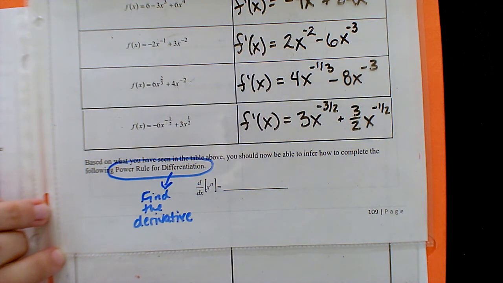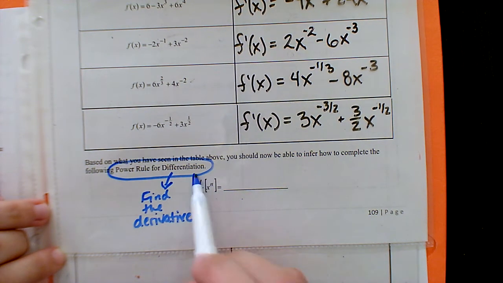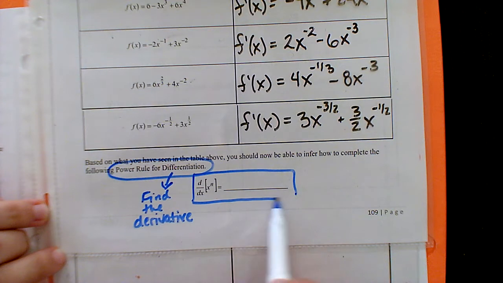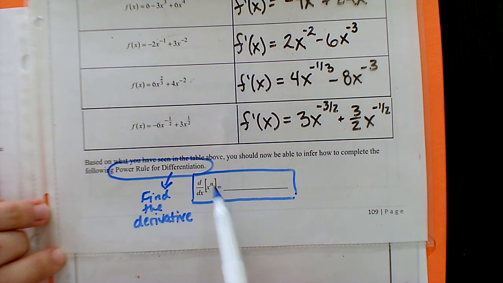Okay, and again, it's called the power rule because we are manipulating the powers. We are multiplying down the power and then subtracting 1. Okay, power rule. So in general, we're going to write what this power rule looks like for any type of x to a power representation.